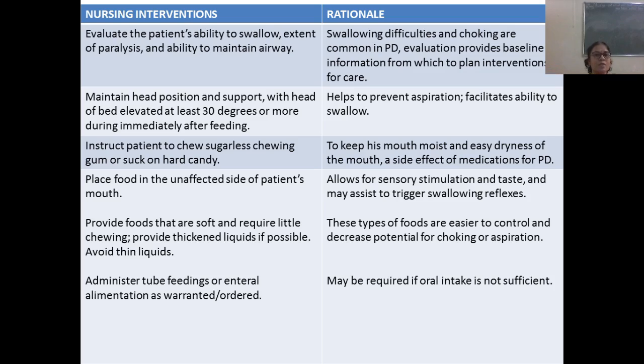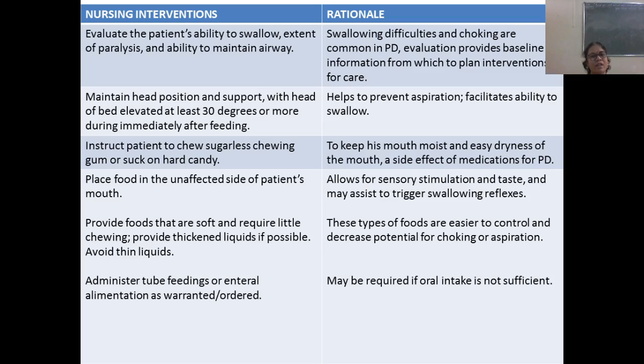Maintain head position and support with head elevated at least 30 degrees or more during and immediately after feeding. Helps to prevent aspiration, facilitates ability to swallow. Instruct patient to choose sugarless chewing gum or sucking on hard candy to keep his mouth moist and ease dryness of the mouth, which is a side effect of medications for Parkinson's disease.